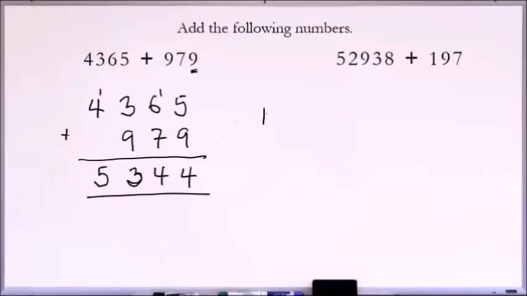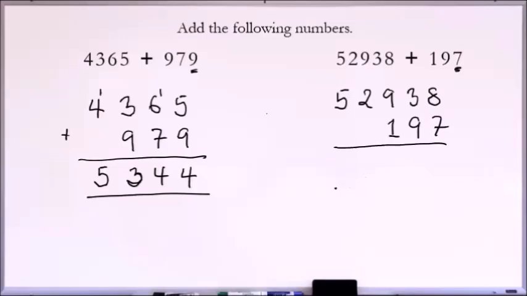Beautiful. Okay, let's look at the second question, and it says 52,938, and we want to add 197. Let's start with the number at the extreme end there, 7, and then we go for the 9, and then we go for the 1.